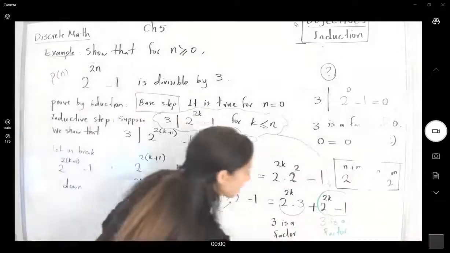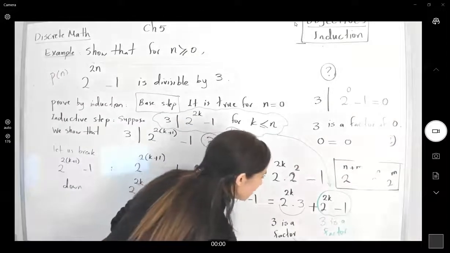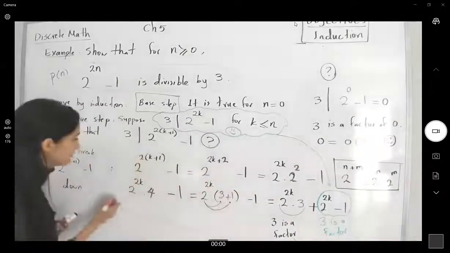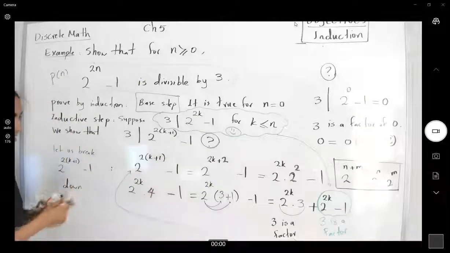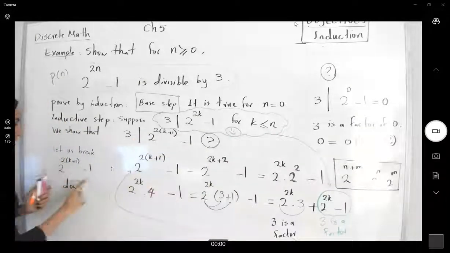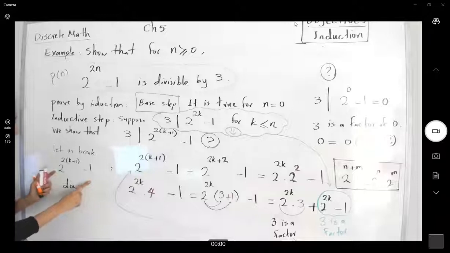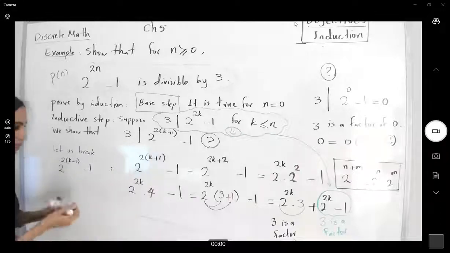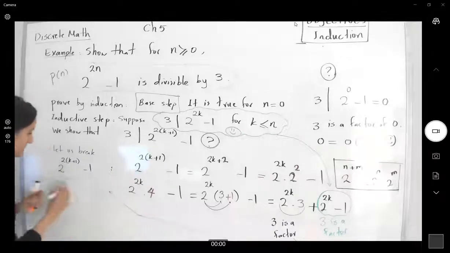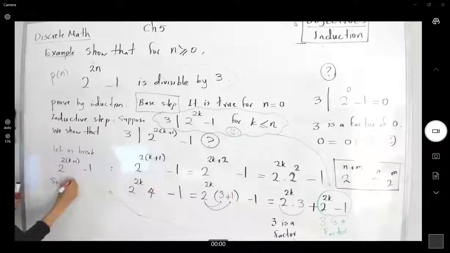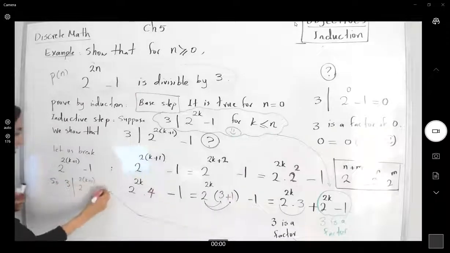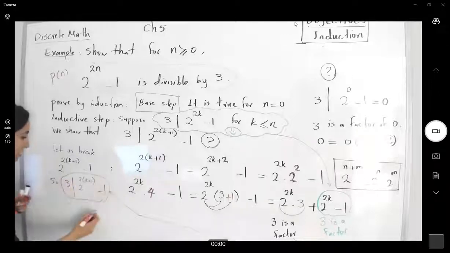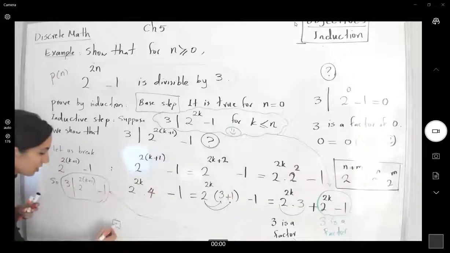So it says 3 divides this expression on this side, which is equivalent to 2 raised to 2 times (k plus 1) minus 1. So 3 divides 2 to 2 times (k plus 1) minus 1. And we prove by induction.